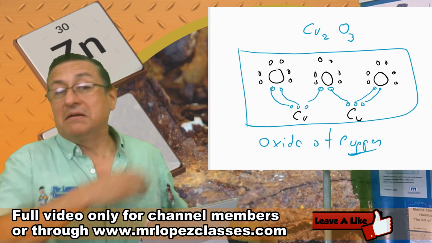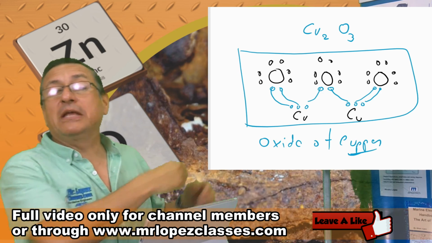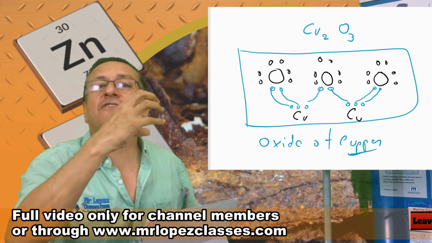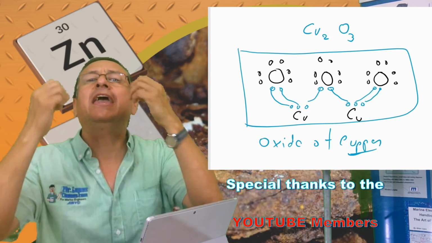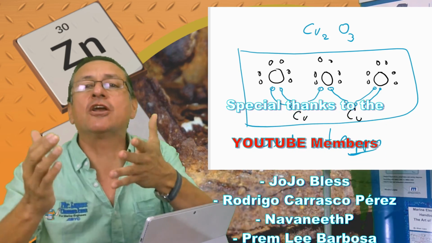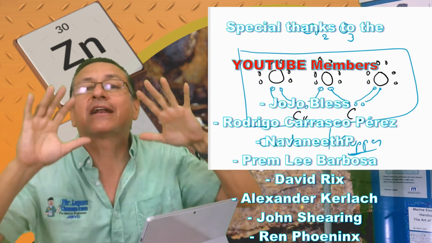Yes, copper, iron, aluminum, you protect with a piece of zinc. Zinc is the sacrificial anode used to protect the rest of the metals.